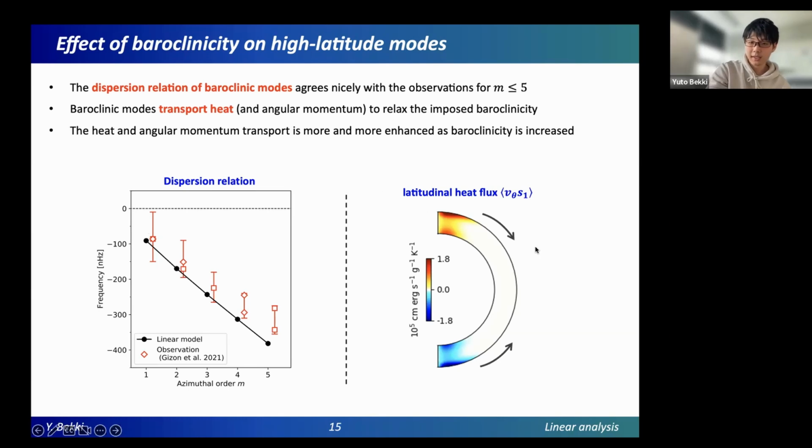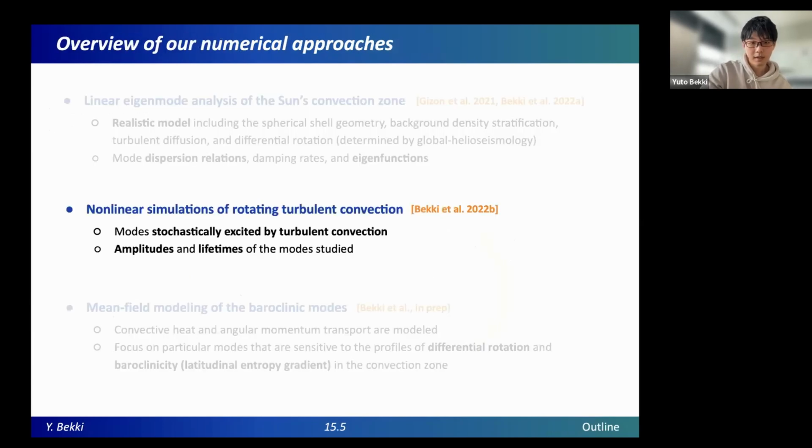Another interesting thing about these high latitude modes is that they transport thermal energy, from the pole to the equator. So in the nonlinear regime, it is expected that this latitudinal heat transport can lead to an instability, the baroclinic instability. All right, so those are the major results from the linear calculations.